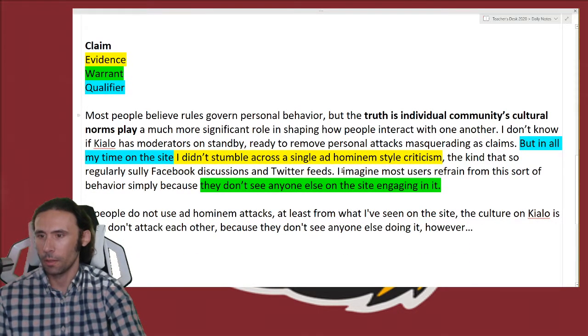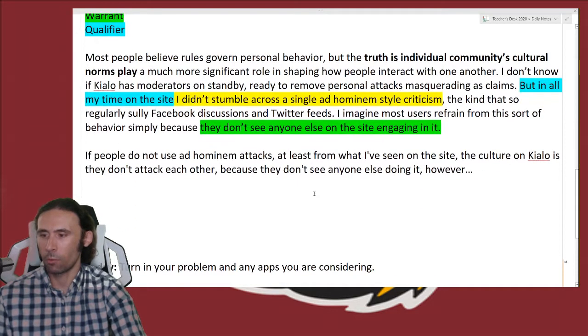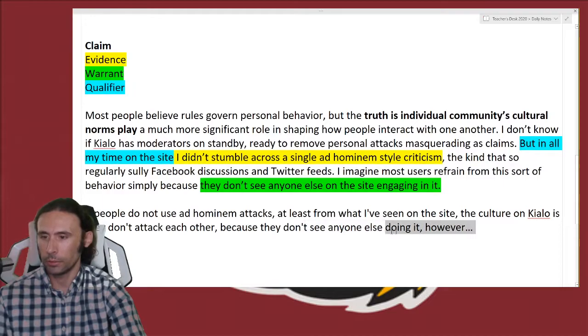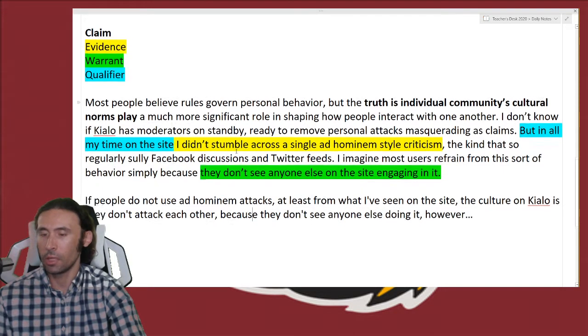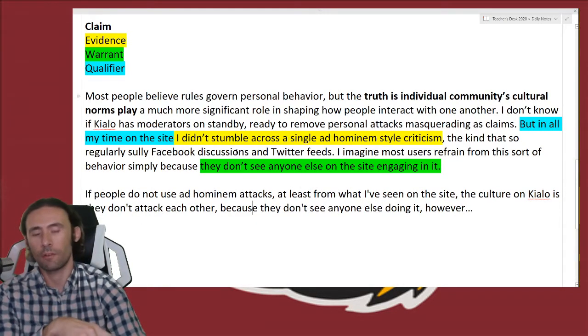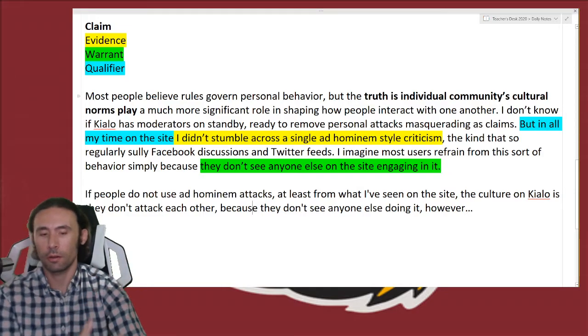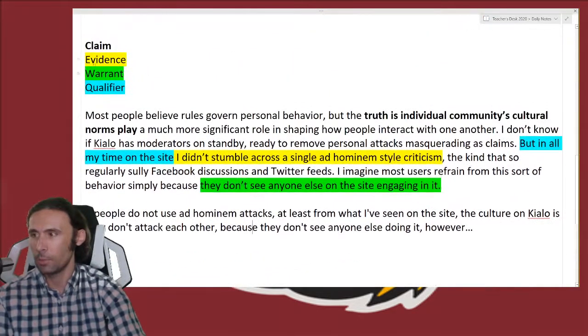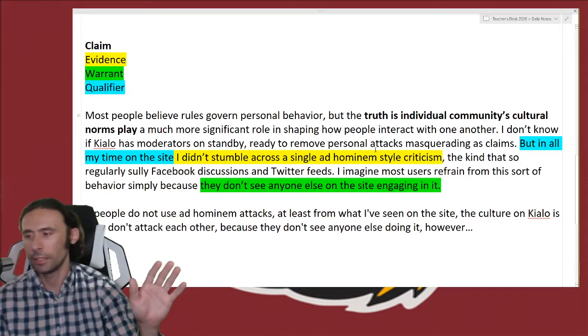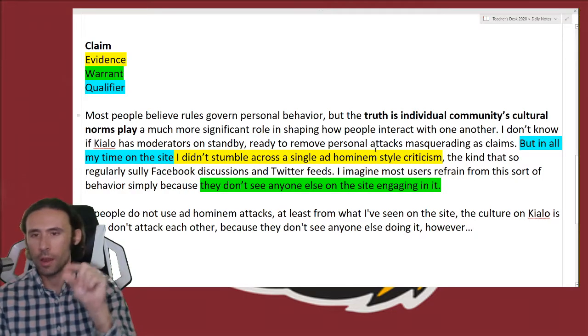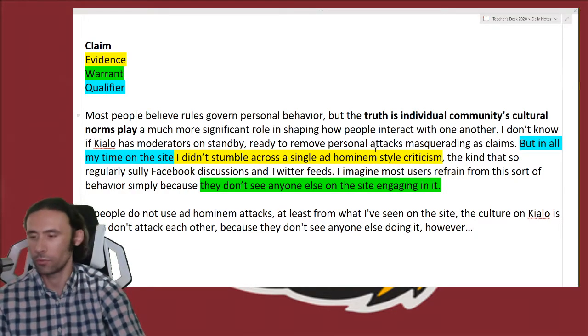And is it a rebuttal? I imagine most users refrain from this sort of behavior simply because of this. They don't really have a rebuttal in here. I kind of made one up because I wanted to have a rebuttal. This author may have put the rebuttal in the next paragraph, or they may have their own rebuttal in its own paragraph. There are a couple of different ways you could do that. So there's the claim, the evidence, the warrant, and the qualifier, everybody. And you can see that they have their own individual style, completely separate from the very specific model that I gave you for the Toulmin.